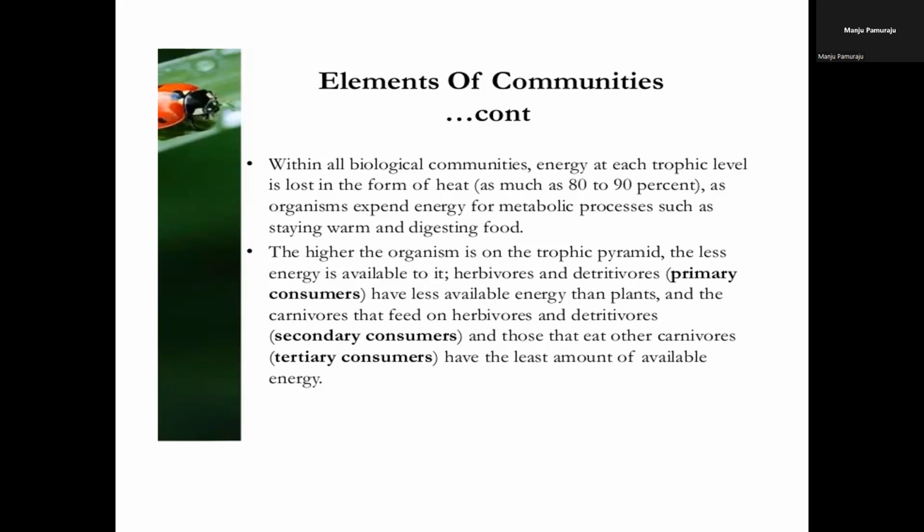So here, available energy to herbivores and detritivores, the primary consumers, is less than that of the plants. The carnivores that feed on the herbivores and detritivores, that is secondary consumers, and those that eat other carnivores, that is tertiary consumers, have the least amount of available energy.